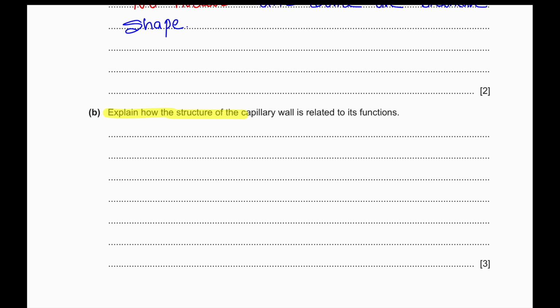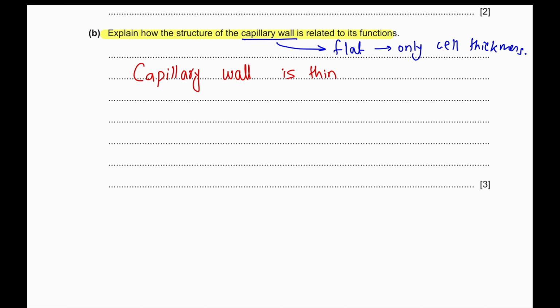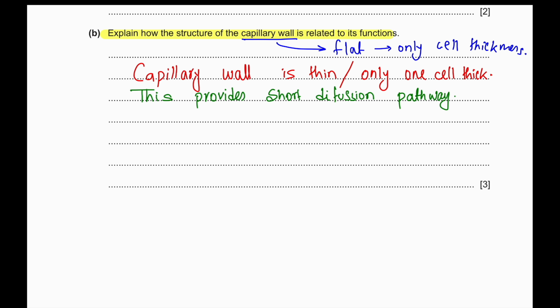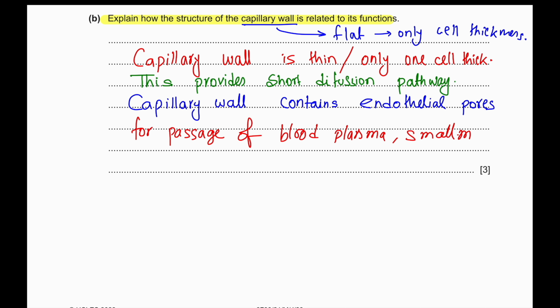Explain how the structure of capillary wall is related to its function. Now you see, capillary wall is very flat and it's only one cell thick. This means substances can pass through it very easily by diffusion. Now, we will give the answer in this way. The capillary wall is very thin, only one cell thick, so provides a short diffusion distance for the passage and also provides endothelial pores for the passage of small molecules such as plasma, which turns into tissue fluid.